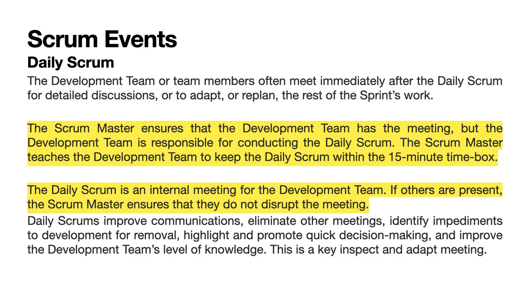The Daily Scrum is an internal meeting for the development team. If others are present, the Scrum Master ensures that they do not disrupt the meeting. Daily Scrums improve communications, eliminate other meetings, identify impediments to development for removal, highlight and promote quick decision-making, and improve the development team's level of knowledge. This is a key inspect and adapt meeting.